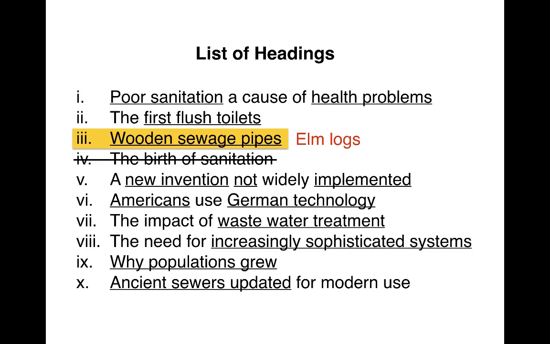Was it about a new invention? Heading 5? No. Americans and German technology? No. Wastewater treatment? No. Increasingly sophisticated systems? No. Why populations grew? No. And ancient sewers updated? No. So the definite answer is heading 3, and we'll put that for paragraph C. Now we can cross that heading off our list and move on to the next shortest paragraph.